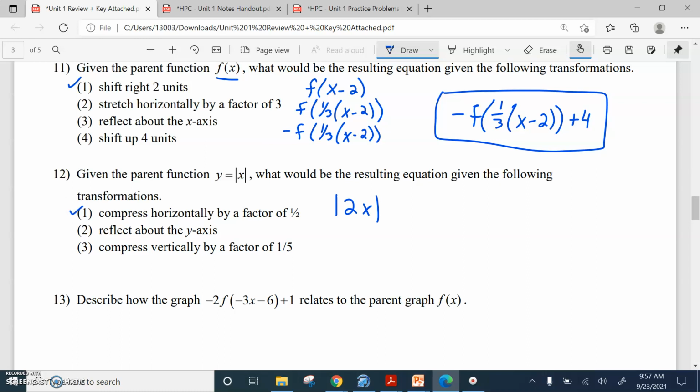Reflect about the y-axis. Y is going to be that inside negative. And then we can compress vertically by 1/5. So that would be that 1/5 outside. Like that. In fact, put a little dot there. That is our final answer there. Make sure we've got all 3. 1, 2, 3. Okay, there we go.